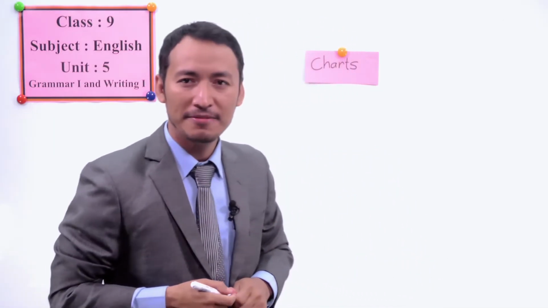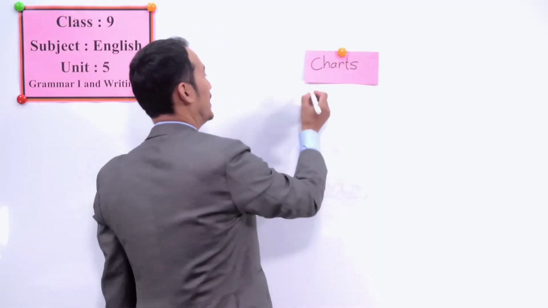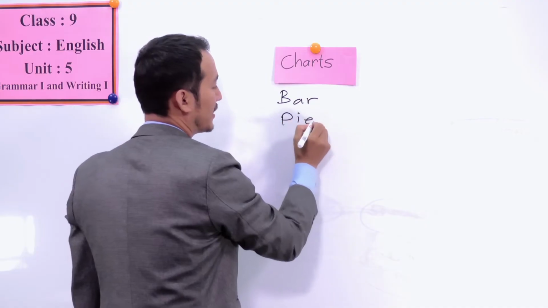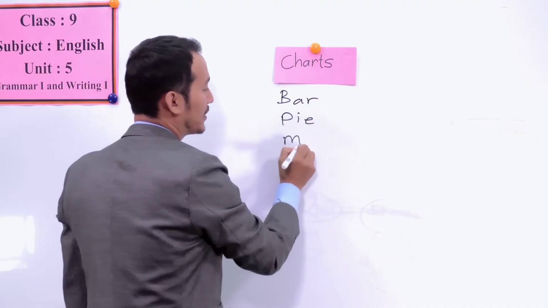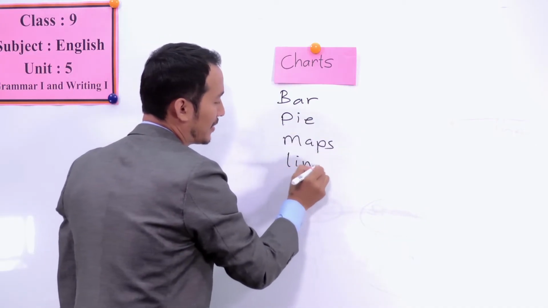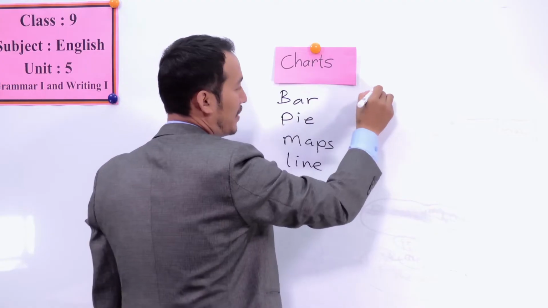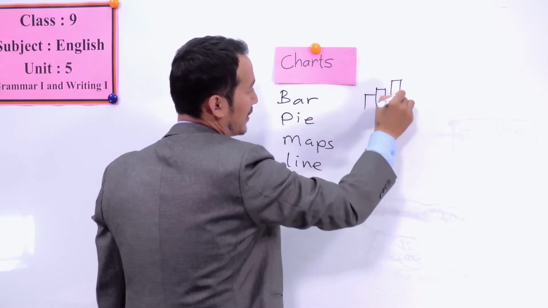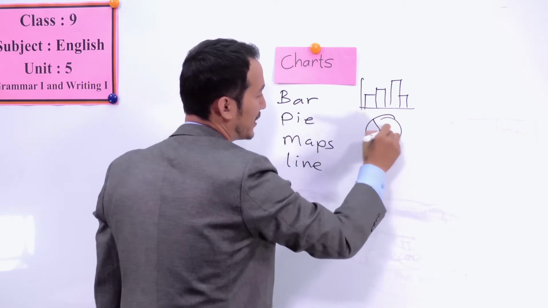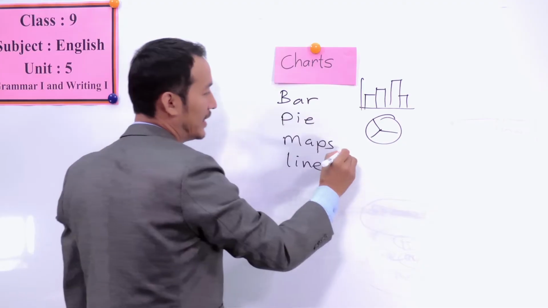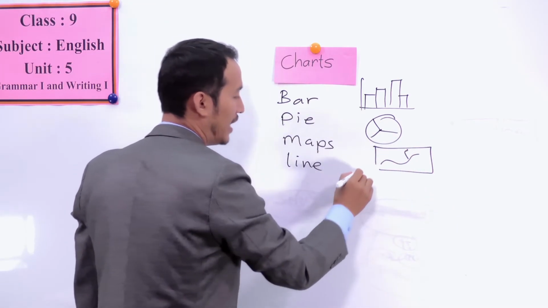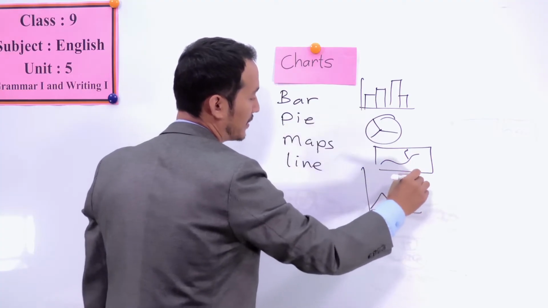Okay, students, there are different types of charts. Do you know what they are? Yes, you're right. There are bar charts, pie charts, maps to read, and line charts. So what kind of charts are bar charts? Have you seen this kind of chart in your book? Yes. And pie charts, we have different sections in a pie, and we have maps going in different directions, and we have lines to talk about different changes.